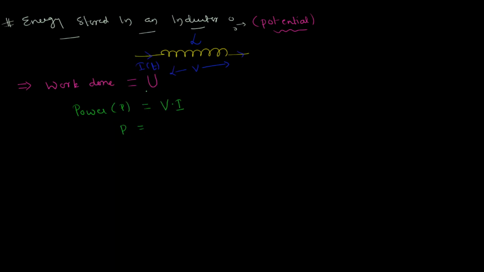So power P is going to be equal to, what's the expression for V? I have emphasized a lot on that, right? So L di by dt, and don't forget that final term I there, right? So power P is going to be equal to L di by dt times I.